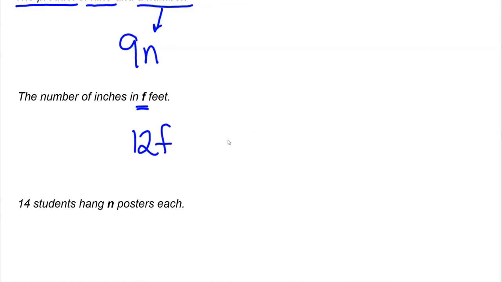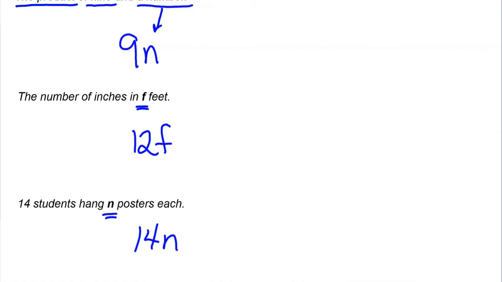And then 14 students hang n posters each. That means we don't know how many posters they hung each, but how many posters would there be total in this situation? Well, if we knew how many posters they hung each, every one of them hung the same number of posters. So that would be equal groups, 14 groups of n. So that's implying multiplication. So how many posters did they hang total? They hung 14 times n posters.